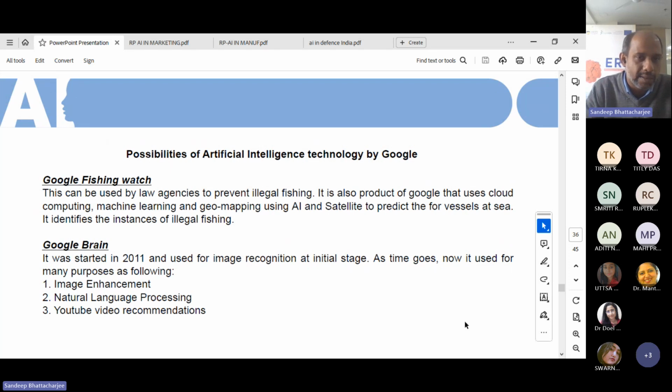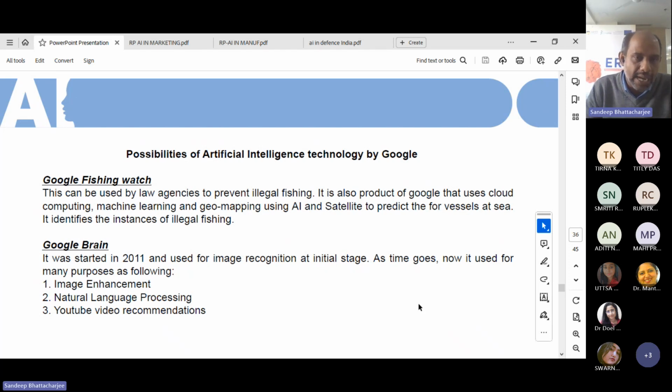Google has also brought some other technologies like Google's illegal fishing watch. This can be used by law agencies to prevent illegal fishing. They have started in the US and Canada and those areas. It is also a product of Google that uses cloud computing, machine learning, and geo mapping using AI and satellites to predict vessels at sea. So it identifies the instances of illegal fishing. Again, you see, this illegal fishing is a big problem in the US, Canada and many European places, because outsiders come and fish in the area of one particular country and take out a lot of fish. So this concept was developed and it has been very successful.